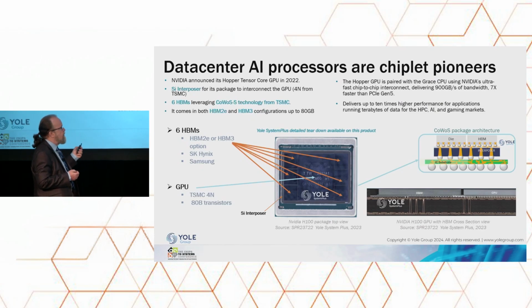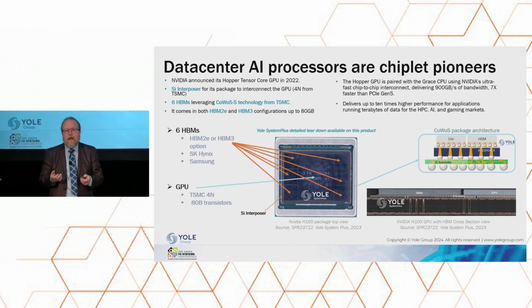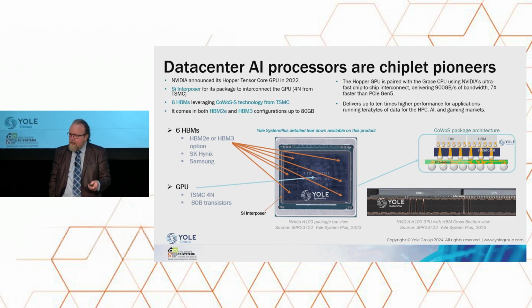One of the main drivers for this particular trend is data center solutions. And we've already seen companies pioneering the chiplet manufacturing mainly in the data centers. So this is an example of a teardown for a data center solution. We can see HBM modules. We can see the SK Hynix memory, Samsung memory choices. We can see the GPU from TSMC's 4 nanometers.